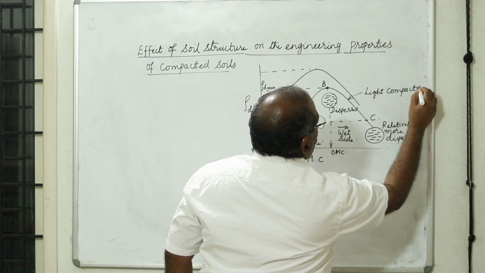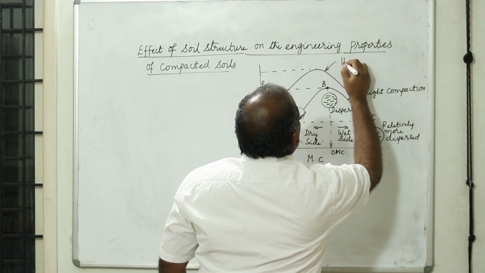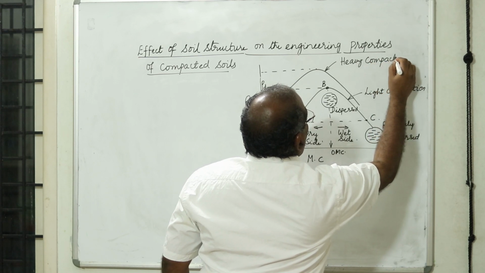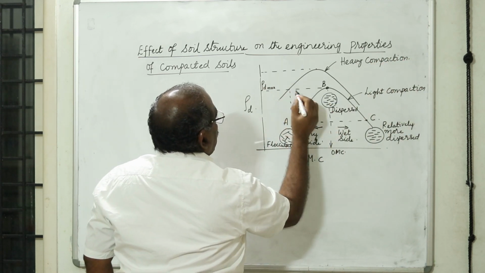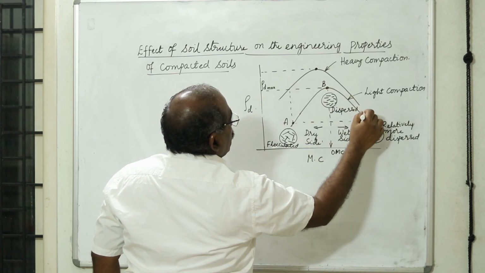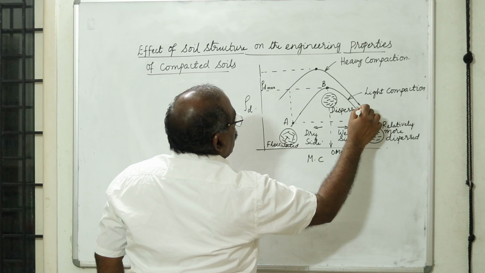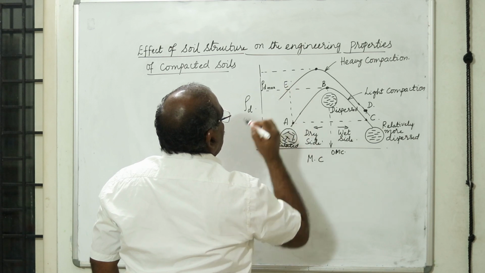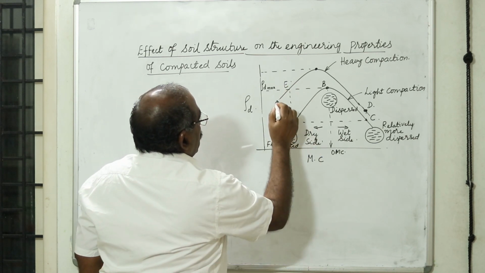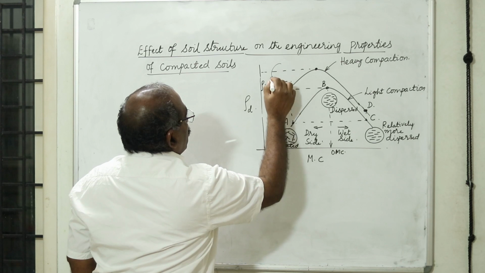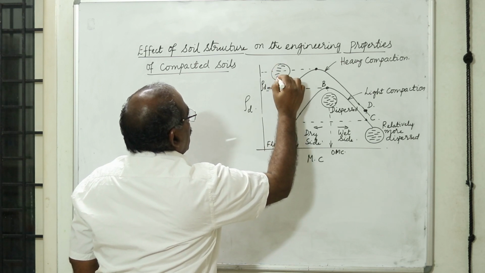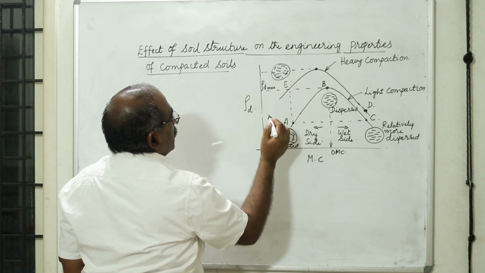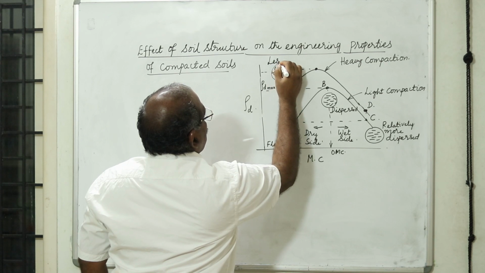Now, what is going to happen when you try to increase the compactive energy, heavy compaction or modified Proctor test? Now, if I take similar points, this is D, and let me call this E. Here the flocks are slightly reduced. Still, you may have flocks, but they are comparatively less compared to this. This becomes less flocculated.